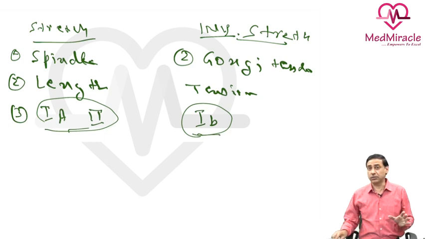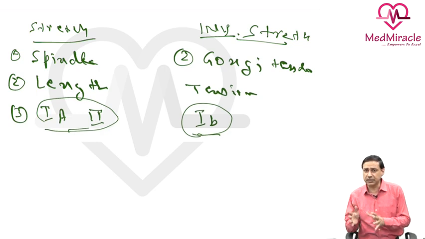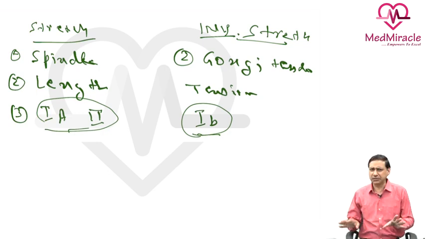Questions are very regularly asked on the stretch reflex and inverse stretch reflex. And the choices are also very confusing: 1A, 2, 1B, this, that, alpha, gamma, spindle, Golgi tendon. There are so many choices that they confuse you in the choices also. Questions are routinely asked on this.